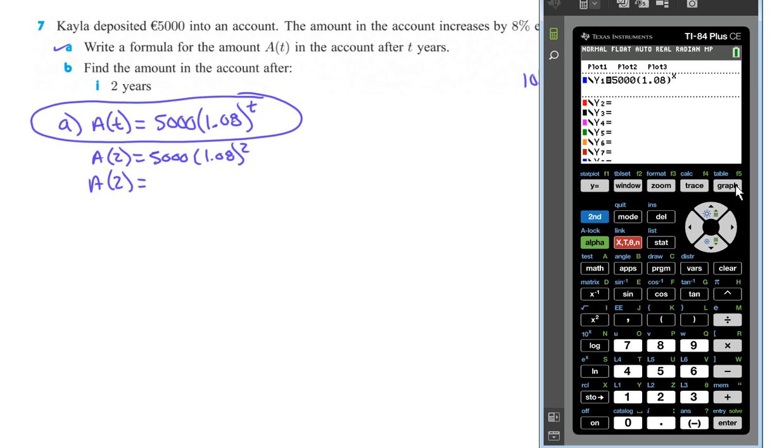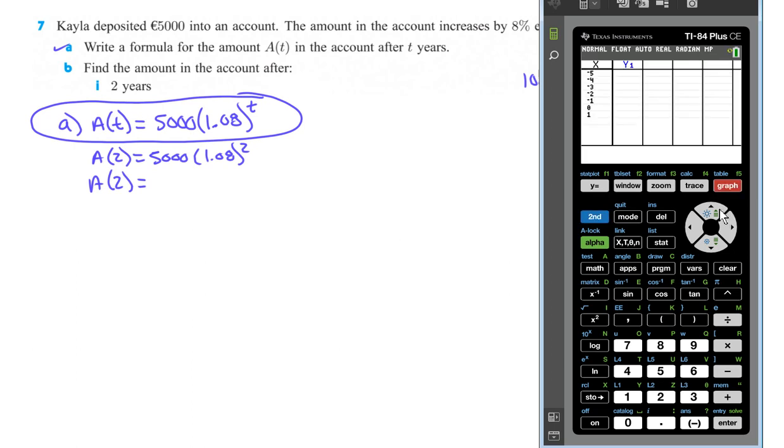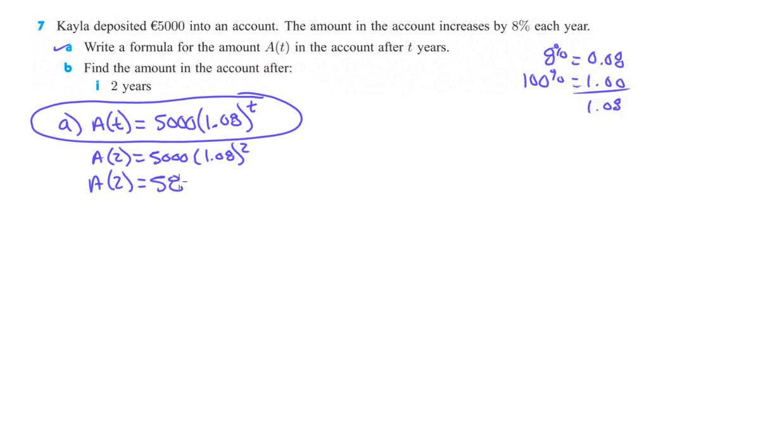So we're not even really interested that much in the graph. We want to go straight to the table. So we're going to do second graph, which says table, and it's going to give us everything. At time 0, there's 5,000. After 1 year, it's 5,400. After 2 years, 5,832. Okay, so that was for part B.